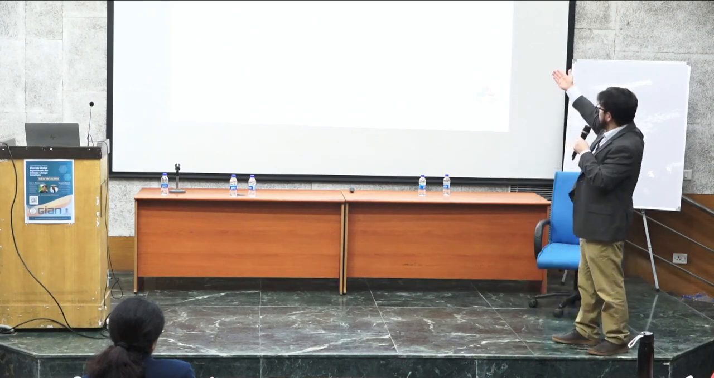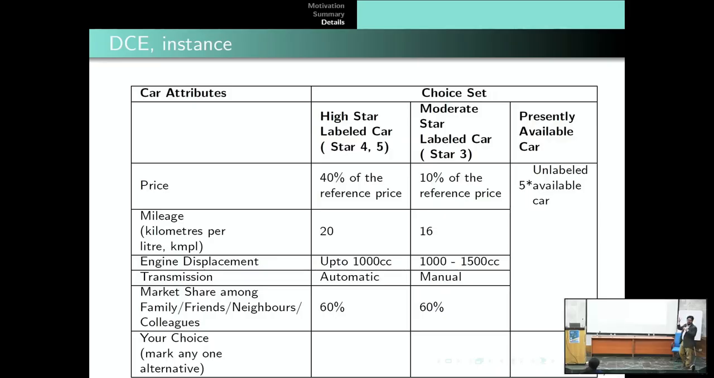The high star label, which is going to take value 4 or 5, was going to be showing you the most efficient cars. The medium or moderate star label was going to be showing you the moderate efficient cars. And then we asked them to choose either the presently available alternative.